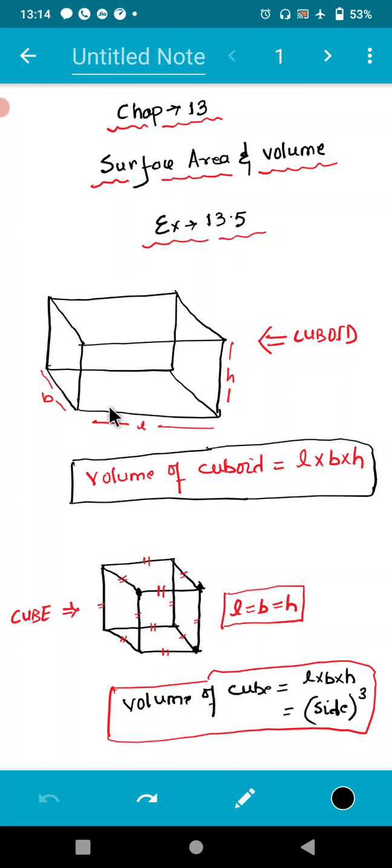Now as you see, this is a cuboid whose length, breadth and height I've already shown. So the volume of cuboid is equals to length into breadth into height.